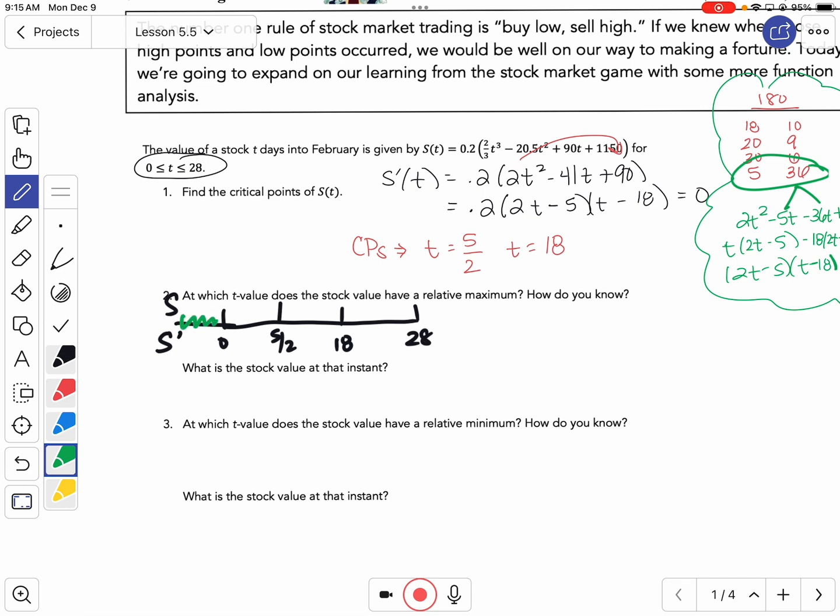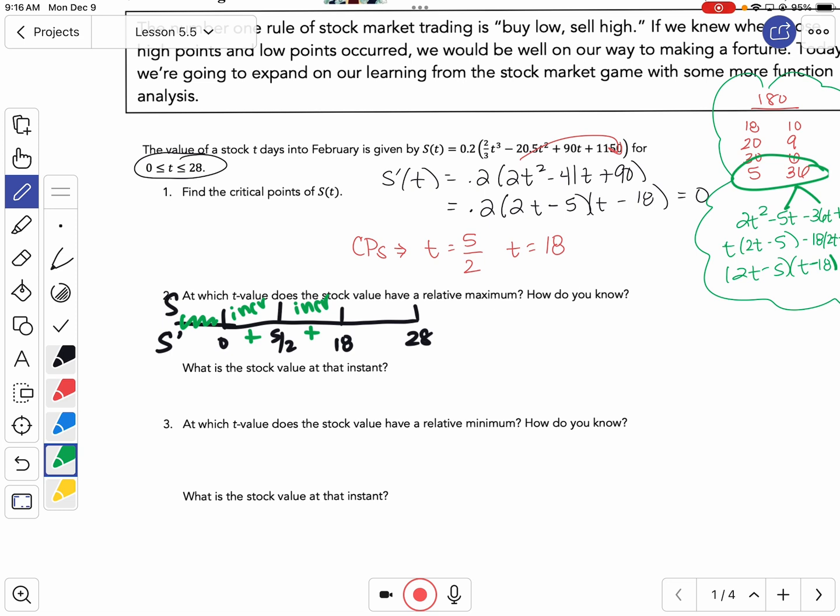So between 0 and 5/2, I might choose 1, okay, and plug it into my derivative. So 2 times 1 minus 5 would be negative. 1 minus 18 would be negative. Negative times a negative is a positive, so it would increase. And then between 5/2 and 18, I might choose like 10. Okay, something a little bit easier. 2 times 10 is 20, so that's going to give me a positive. 20 minus 18 is going to give me a positive. Positive times a positive, so we are still increasing.